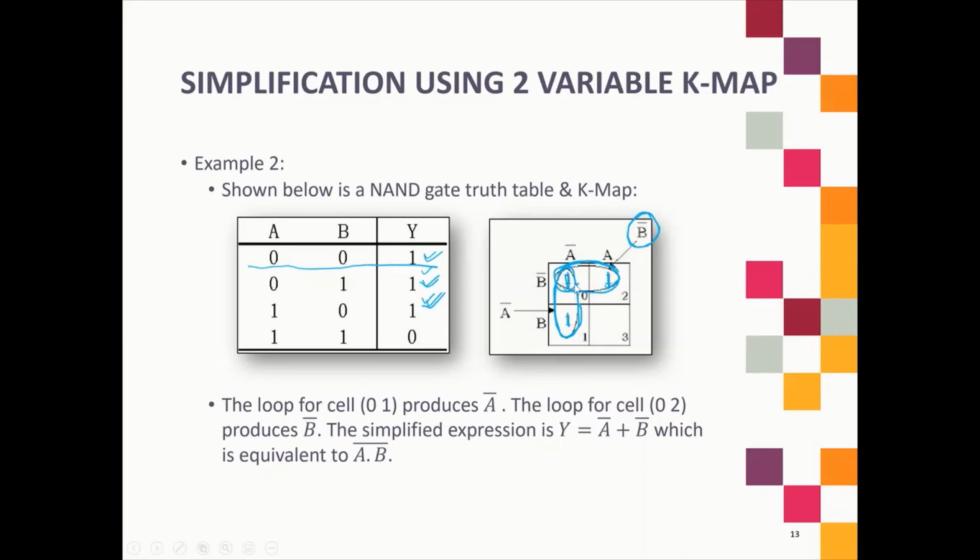And then for the next loop, what is the same variable? The same variable is actually A bar. So the last step, you just OR both simplified terms. So the simplified equation is actually equal to A bar plus B bar. So this is your answer.